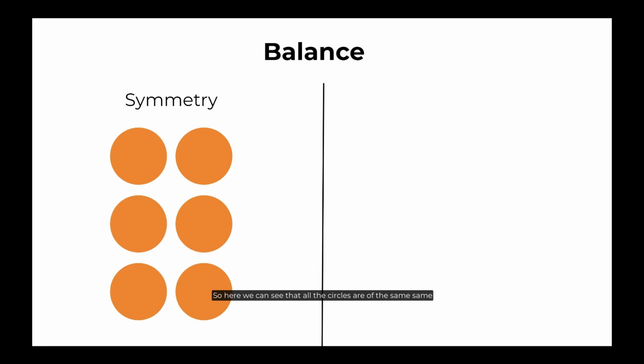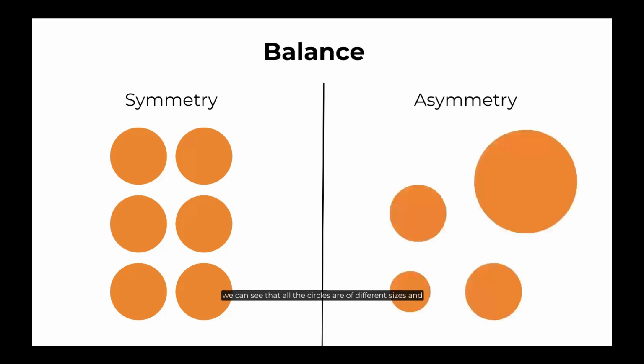So here we can see that all the circles are of the same size, same color, and same distance from each other. Whereas in asymmetry, we can see that all the circles are of different sizes and they are arranged at very different distances from each other.